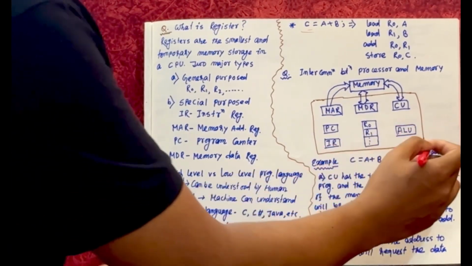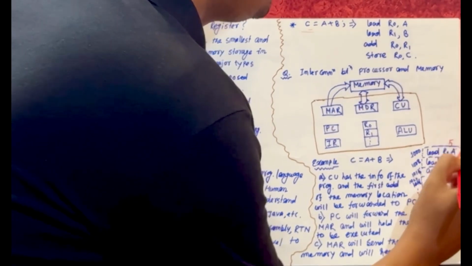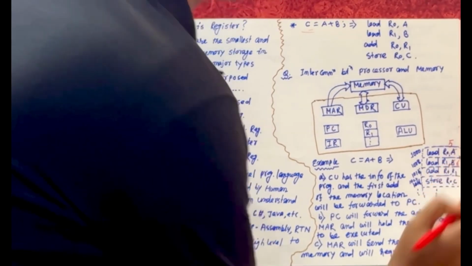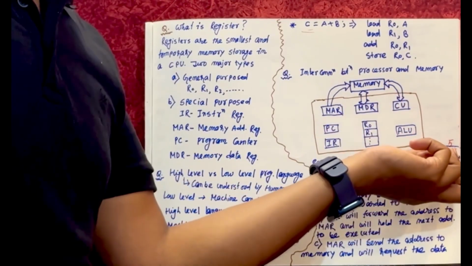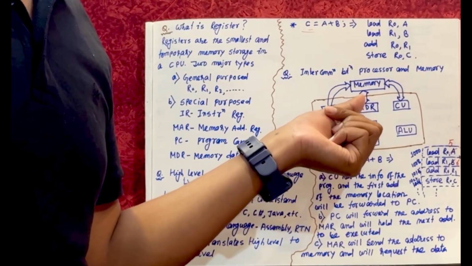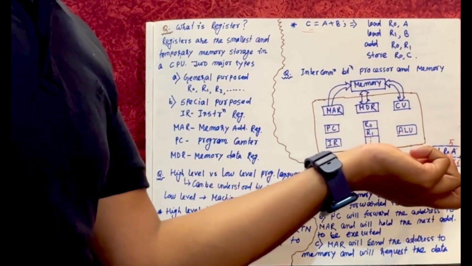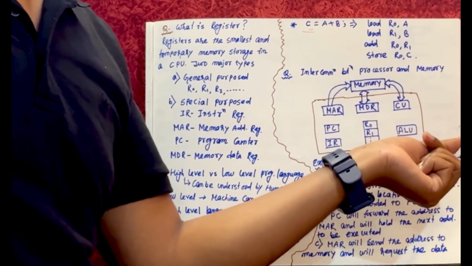Suppose A is 5 and B is 6. So now what will your memory do? Your memory will send this instruction, Load R0, 5, to MDR. Fine. Now your MDR has one instruction. What is the instruction? Load R0, 5.